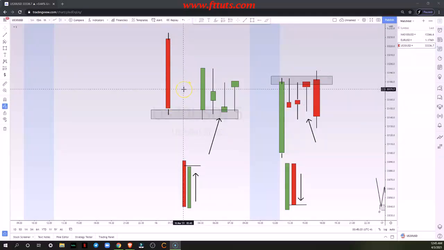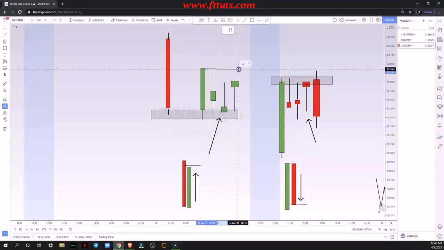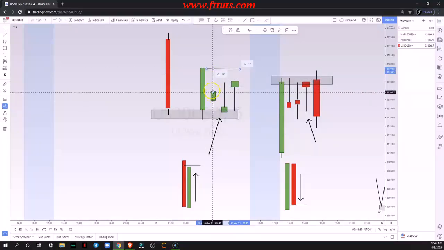Okay. Now, what do I mean by the next available candle? What I mean by the next available candle is whatever the next candle prints, we're going to take it. We're going to buy once it breaks the high of that candle. So, for example, if this doji right here was the next candle after this candle printed, we're going to get in for a buy once it breaks above this candle. Okay. We're going to get in for a buy.